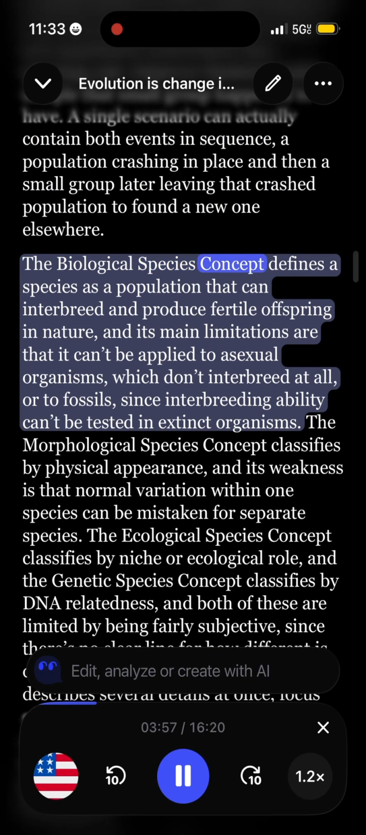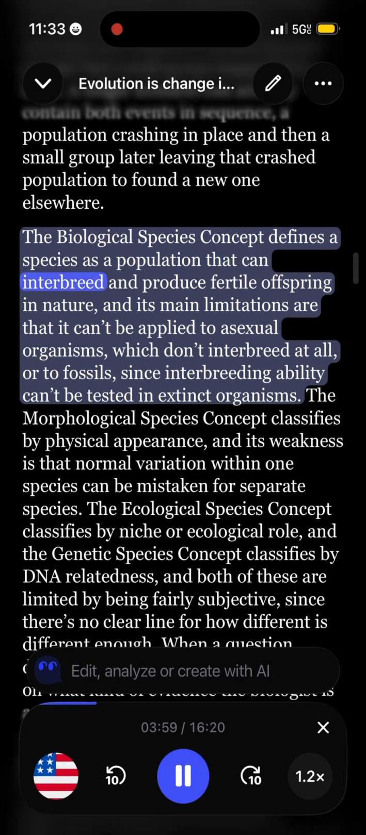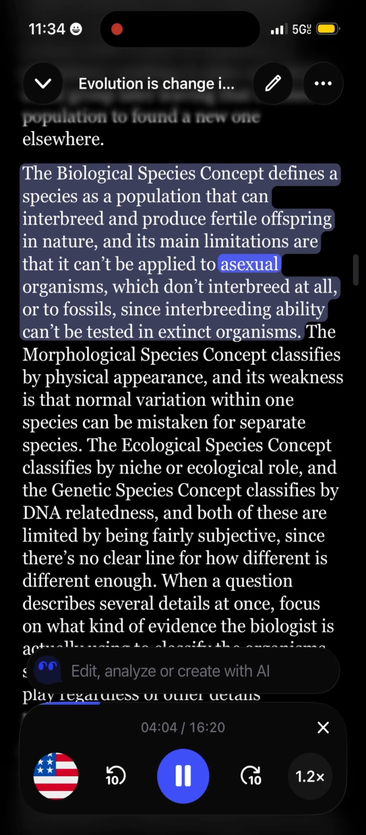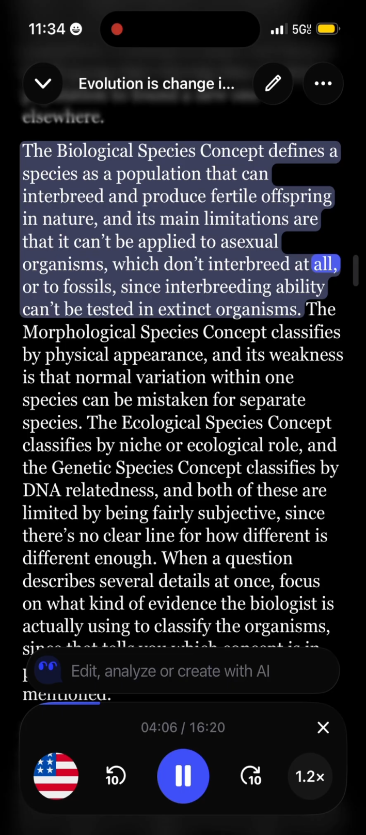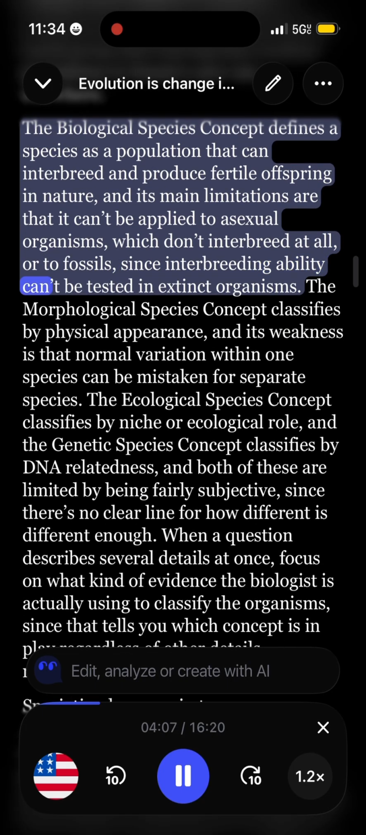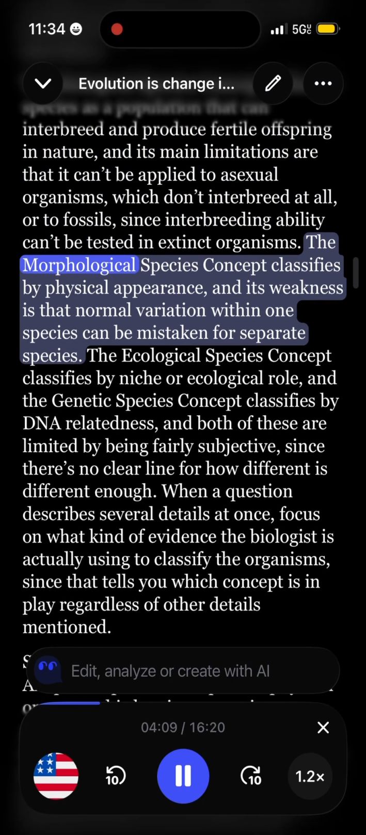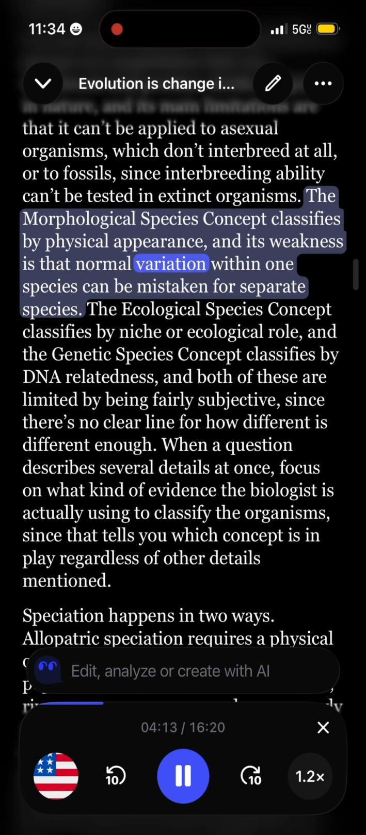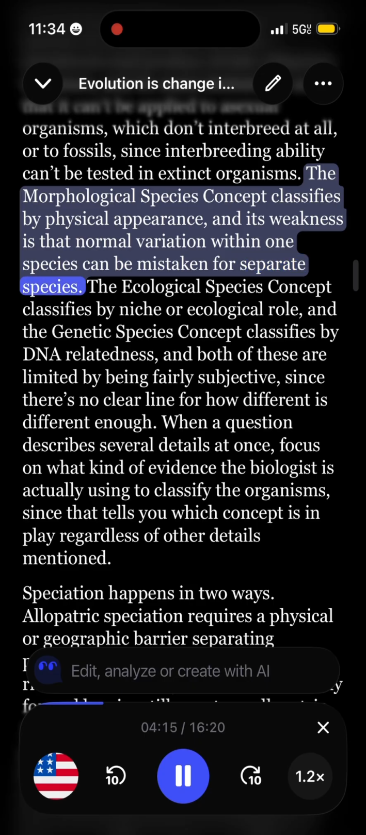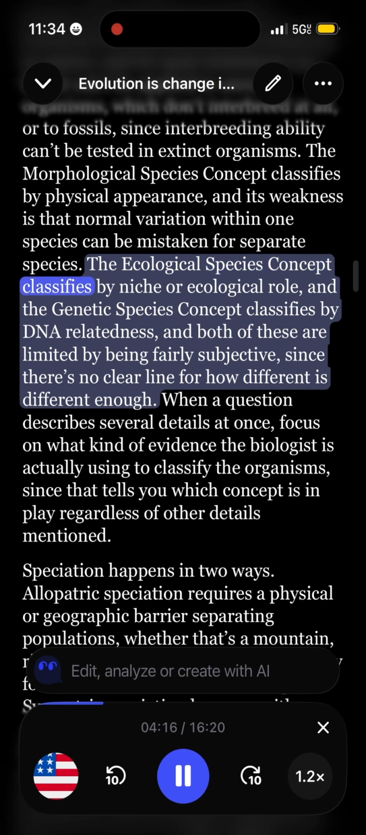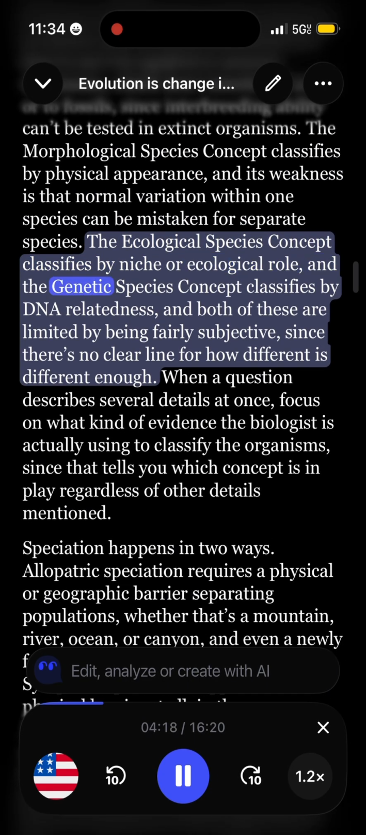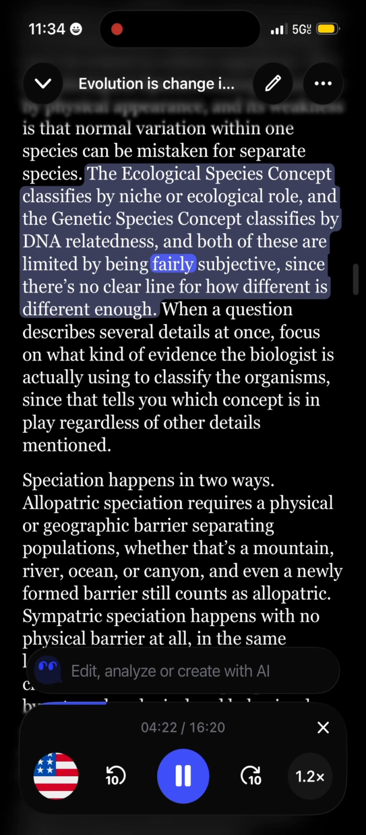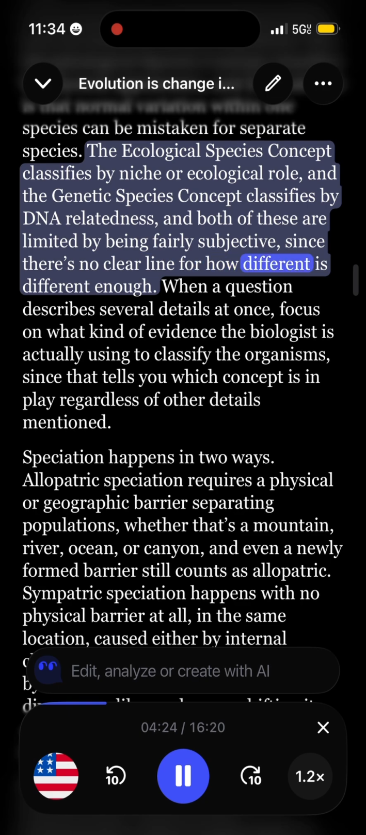The biological species concept defines a species as a population that can interbreed and produce fertile offspring in nature, and its main limitations are that it can't be applied to asexual organisms, which don't interbreed at all, or to fossils. Since interbreeding ability can't be tested in extinct organisms, the morphological species concept classifies by physical appearance, and its weakness is that normal variation within one species can be mistaken for separate species. The ecological species concept classifies by niche or ecological role, and the genetic species concept classifies by DNA relatedness, and both of these are limited by being fairly subjective, since there's no clear line for how different is different enough.